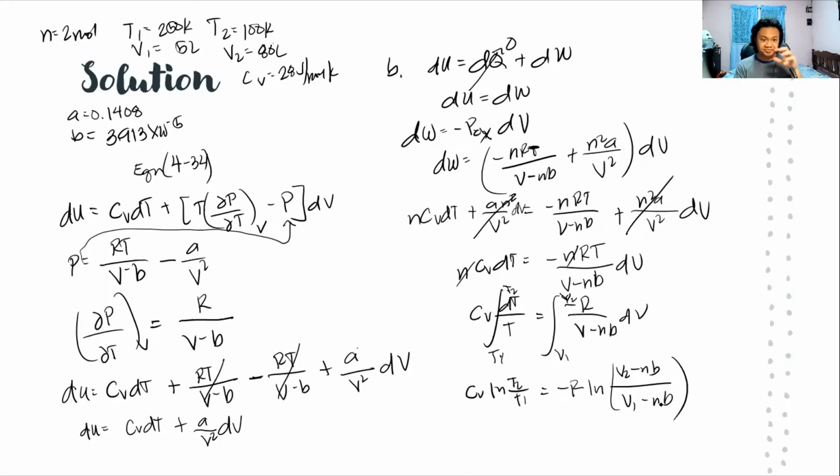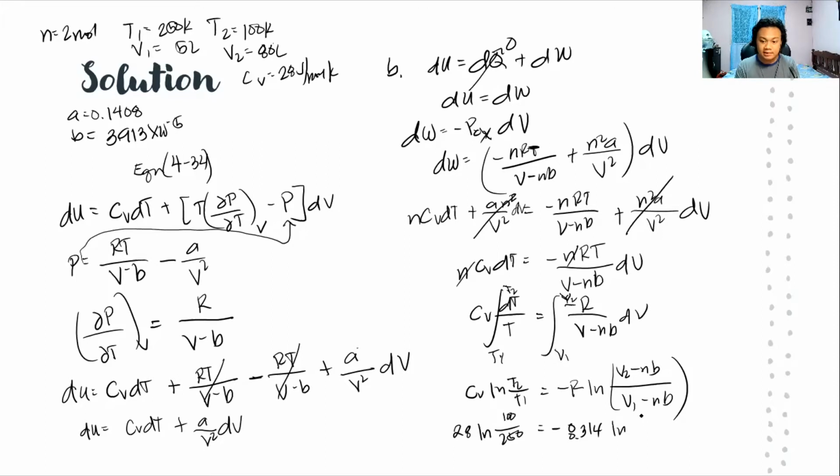And then substitute all the given. So we have 28, diba? 28, then ln 100 over 250, and then you have a negative r, which is your 8.314. This is actually in your calculator, shift constant 27.